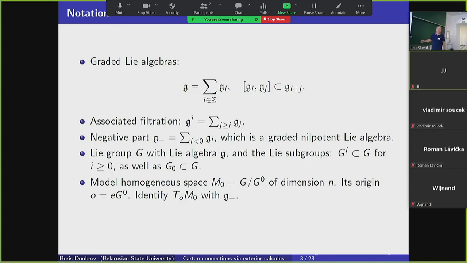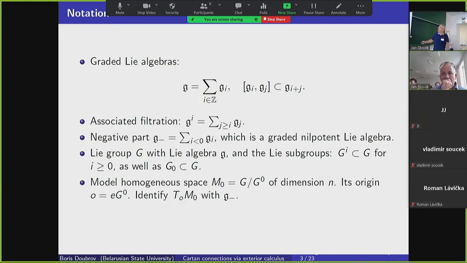The main actor will be a homogeneous space of the Lie group G and the stabilizer G0. This is a subgroup that corresponds to the non-negative part of G. This is a homogeneous space, and as we'll see very soon, Cartan connections are modeled by homogeneous spaces. So this is a homogeneous space I'll be using all across the talk.